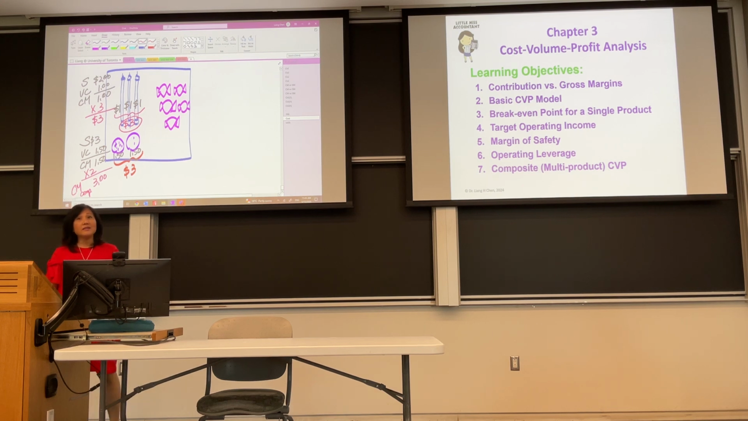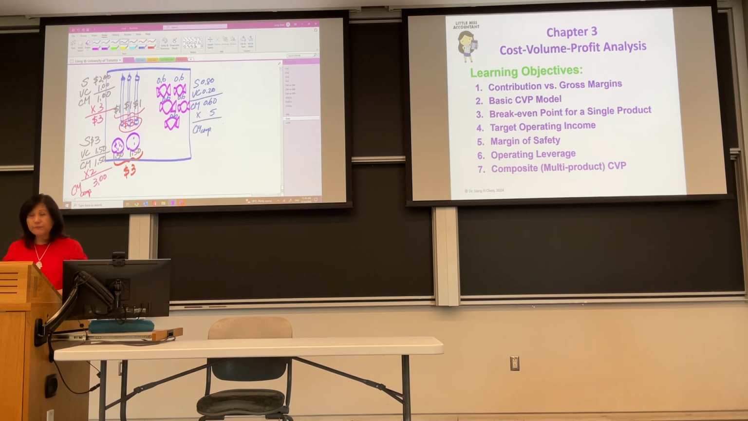Okay, how about candies? Let's say chocolate candy. Each one sells for 80 cents, variable cost 20 cents, contribution margin is 60 cents. So each one gives you 60 cents. How many do we have? 5. So we have $3 contribution margin from the candy. Are we okay with this?